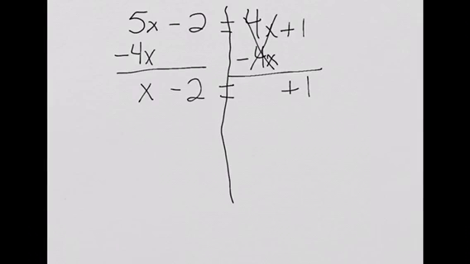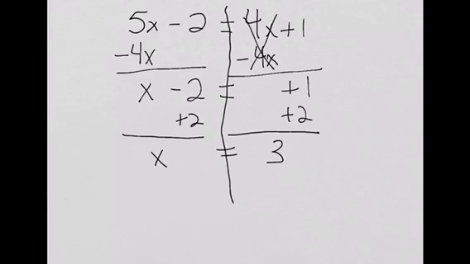So how do we get rid of the minus 2? Well, how about if we add 2 to both sides of the equation? What you do to one side, you have to do to the other. And we'll get x equals 3. So the answer to this equation is x equals 3. There's just one solution to it.